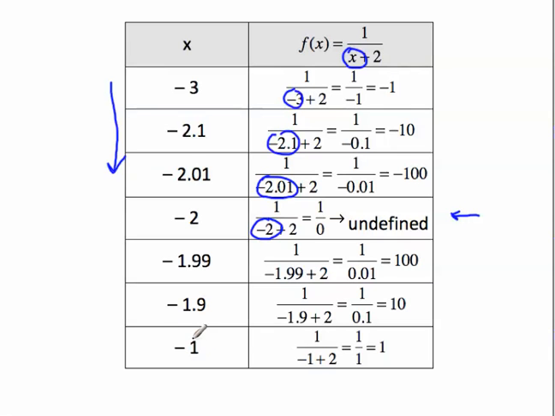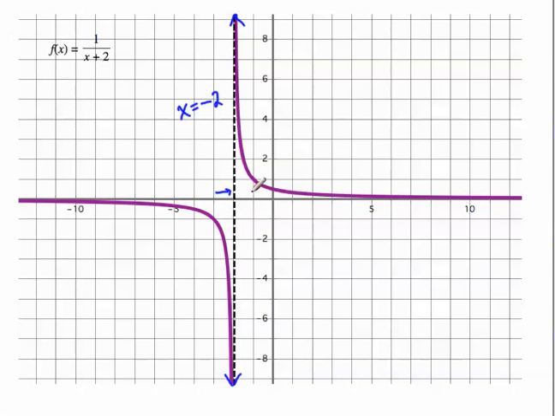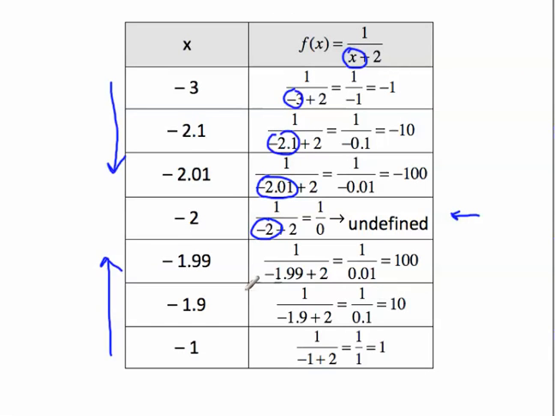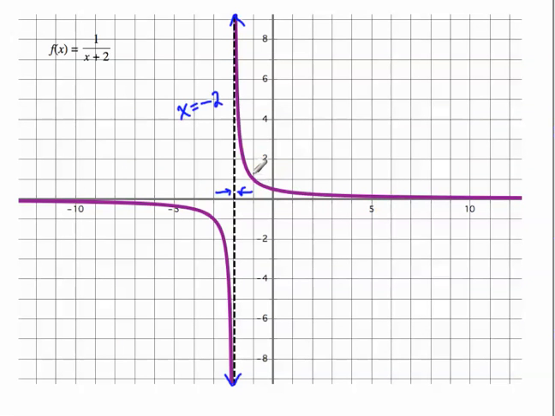If we look at this part of the graph, as we go from x is equal to negative 1 to negative 1.9 to negative 1.99, as we move in this way, what we're doing is approaching the asymptote from negative 1 down towards negative 2 like that. And as we get numbers that are closer and closer to negative 2 from the right-hand side, what we see is that the y values again become bigger and bigger numbers. This time they're positive numbers. And that's why you see the graph shooting off in the positive y dimension, or up, as you get closer and closer to the asymptote from the right-hand side.